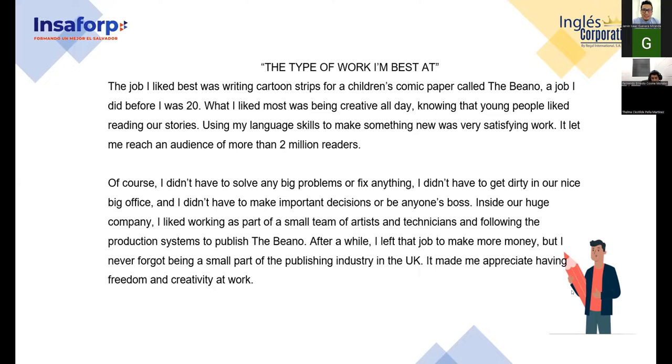Okay, great example, right? Writing cartoon strips. Interesting. But he left that job to make more money. Let me ask you. Again, le doy el control de la pizarra so you can go ahead and underline the examples that we have there about gerunds and infinitives. Here we go. Try to underline the examples that we have there, the verbs, gerunds and infinitives. Okay, go please. Ahora ya pueden todos. Go and underline.